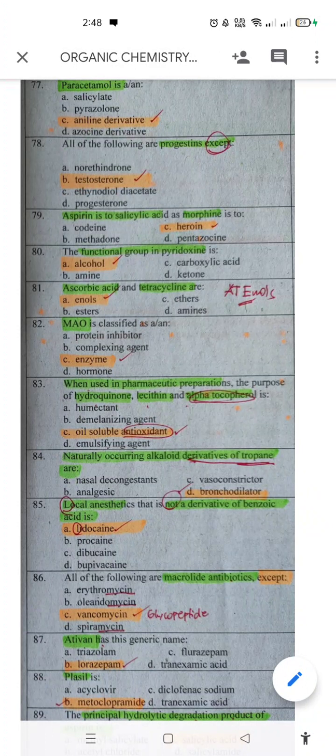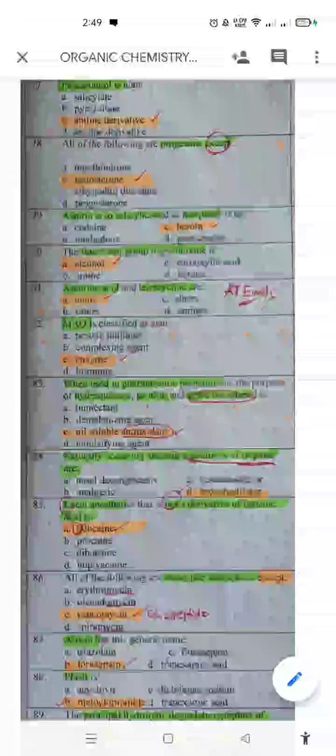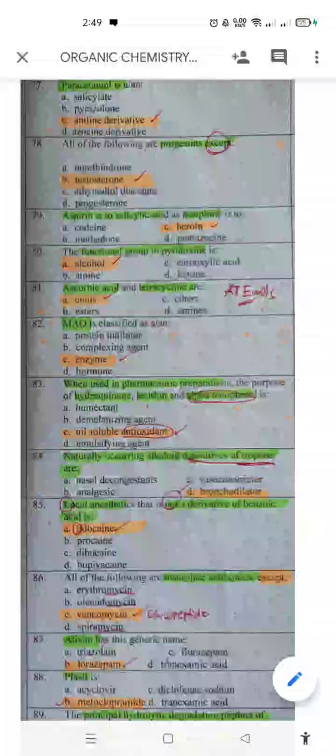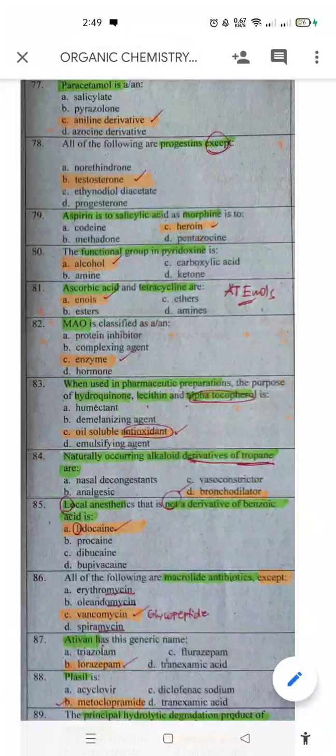Number 84, naturally occurring alkaloid derivatives of tropane are bronchodilator. Tropane derivatives are anticholinergic and are used as bronchodilator. Number 85, the local anesthetic that is not a derivative of benzoic acid is lidocaine. Procaine, dibucaine, and bupivacaine are derivatives of benzoic acid, and the exception is lidocaine.